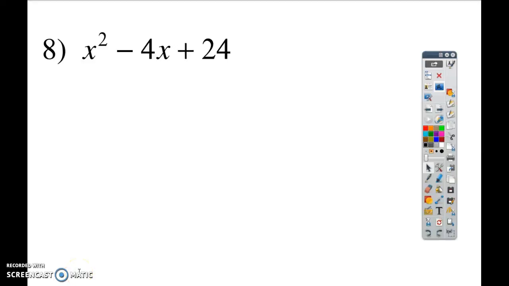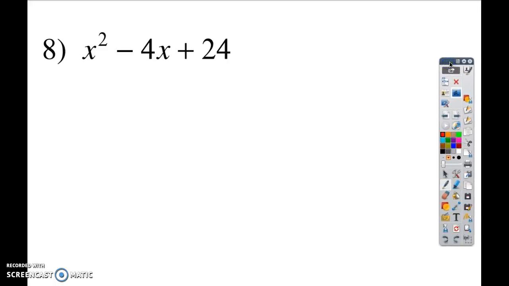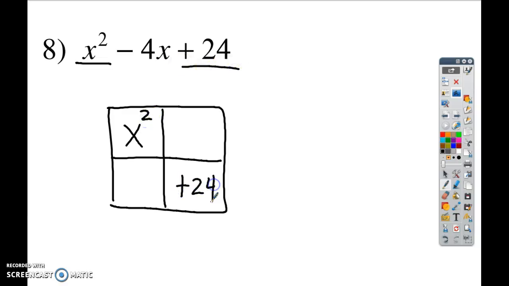Okay, so problem number 8 from your homework yesterday on the Kuta worksheet was not factorable, and we got to see why. When you started the problem, you should have started with a box, and the first term goes in the front, the last term goes in the back, and you can at least say that x times x gives you x squared.